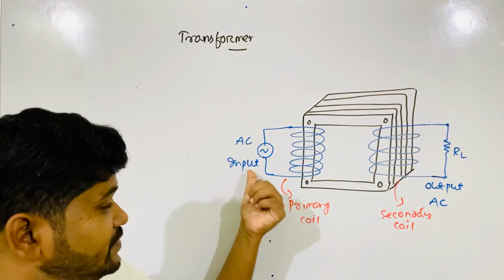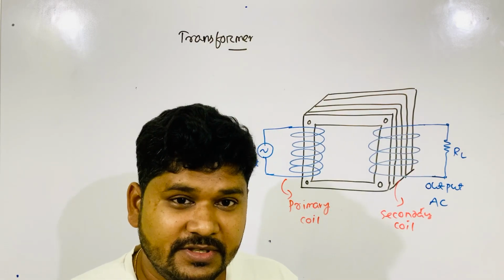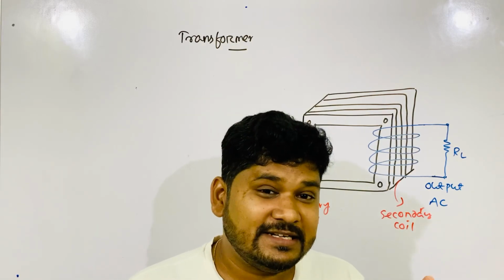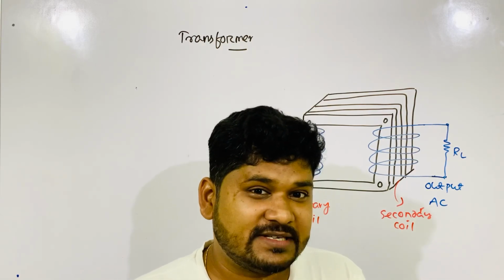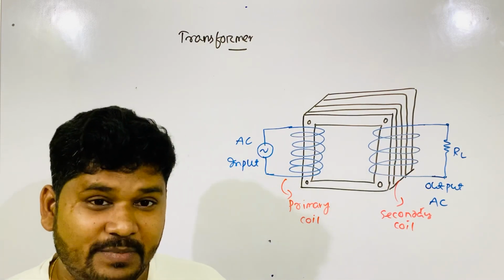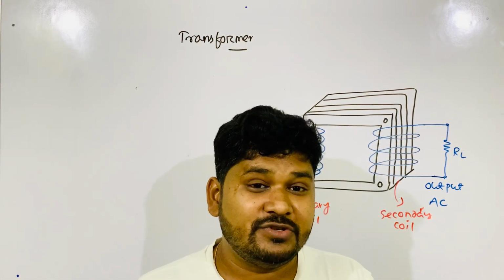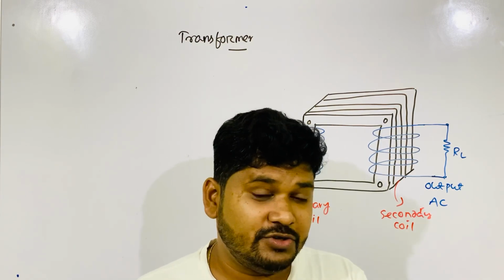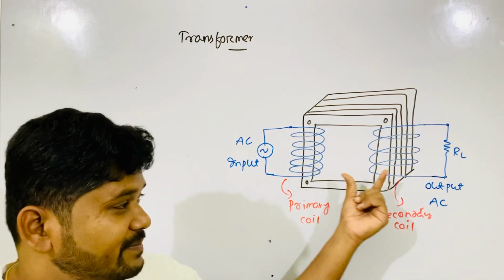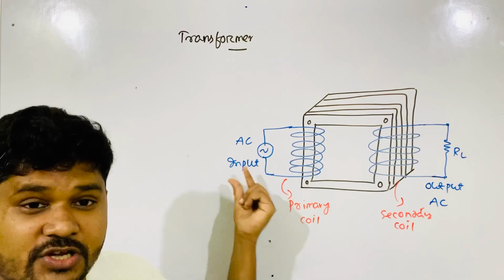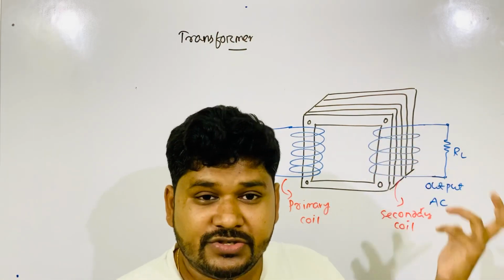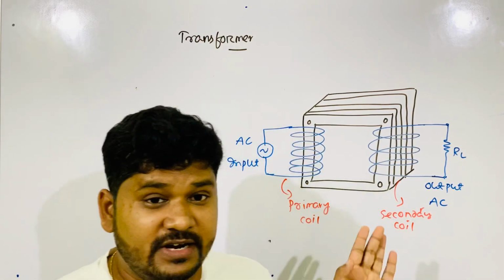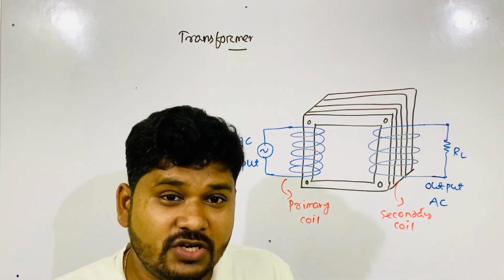But I have written here AC input. Why? Why not DC input? Because it's mutual induction. Mutual induction always works if AC is connected, but if DC is connected, it works only at the time of switch on and switch off. I have already told you this many times. Mutual induction happens always if AC is connected, because AC always changes, so EMF is always induced here. So this transformer is purely an AC device. It is never connected to DC. If you connect DC, it will not work.